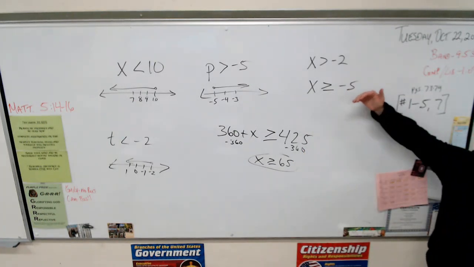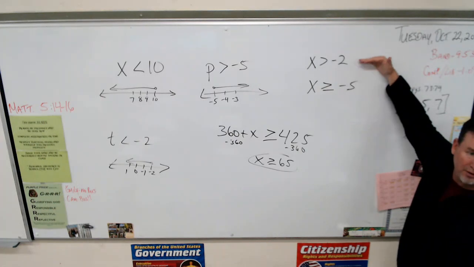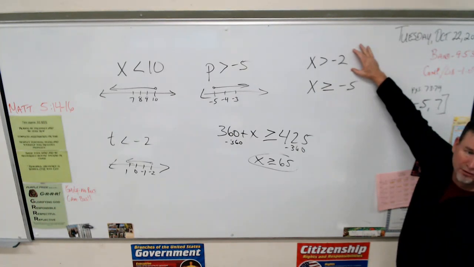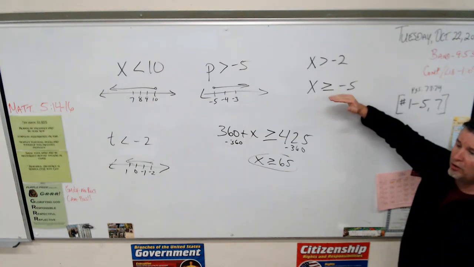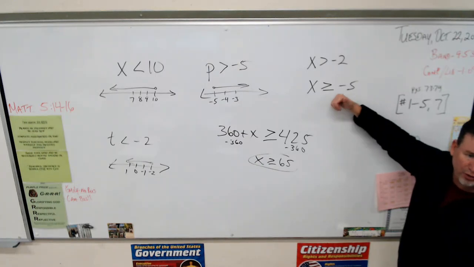Stop, listen, look, Seth. Do you see the difference between these two? Open circle, -2 wasn't included. Closed circle, X could be exactly -5. -5 is included.